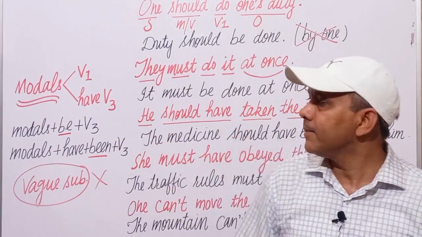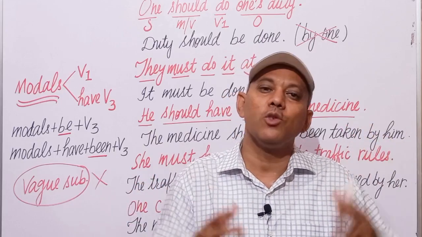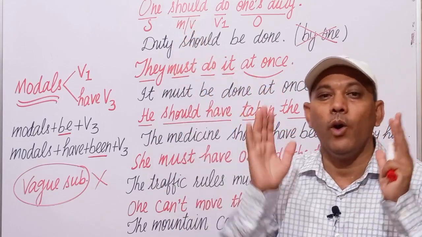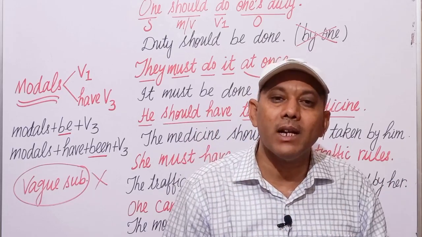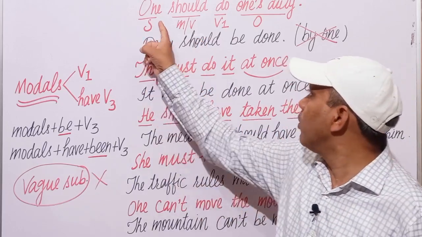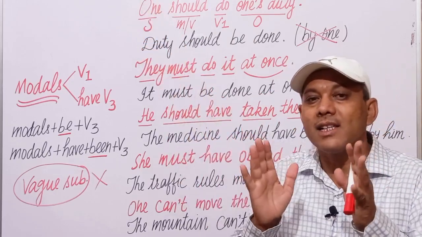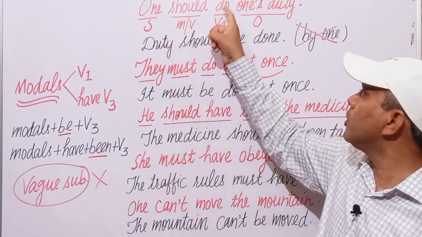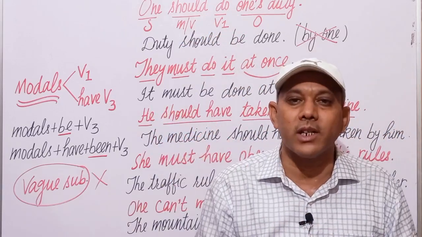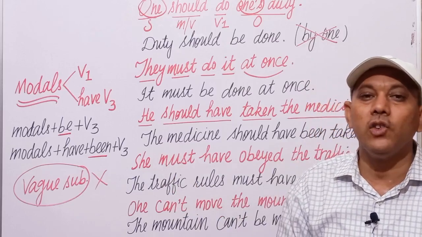We have discussed modal verbs and auxiliary verbs in detail. Now, how shall we change modal verbs from active voice to passive voice? For example, some active voice sentences may have modal verbs followed by V1 or have plus past participle. How shall we change such sentences into passive form? For example, one should do one's duty. In this sentence, one is the subject or the doer of the action. One should do one's duty. Modal verb, V1, and one's duty, or duty, is the object. Now, we can remove this one because it is a vague subject.